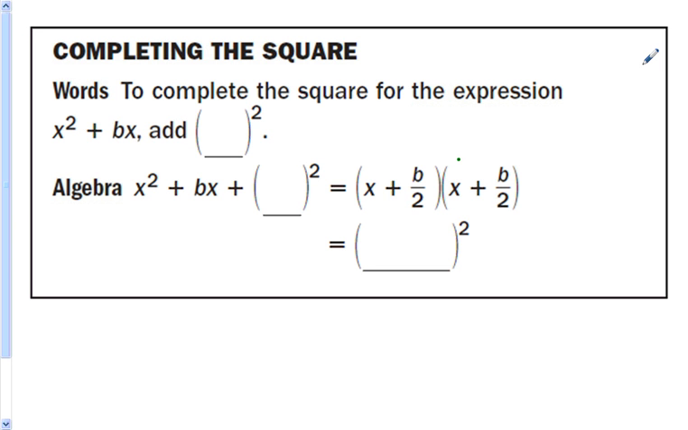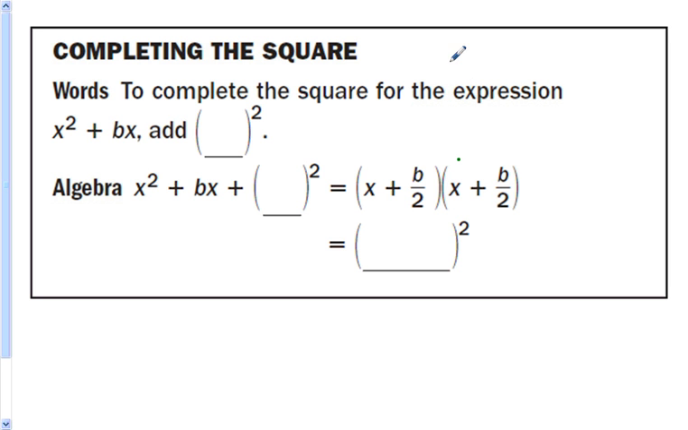We want to have the ability to take a quadratic equation that is not a perfect square and rewrite it as a perfect square, because we know from example that if it is a perfect square, it's very easy to factor, and then it's very easy to solve for the x-intercepts. And the way we do that is what's called completing the square.